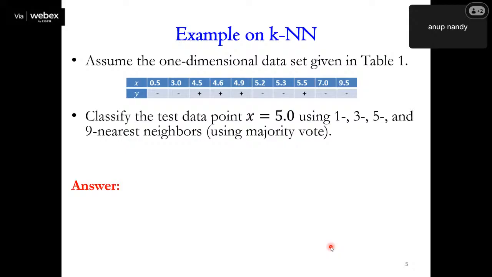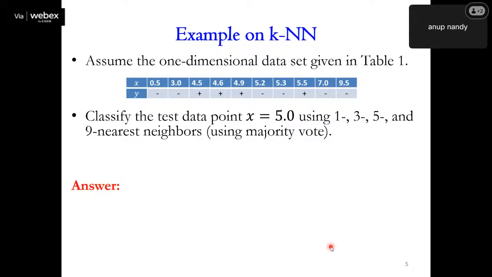Now I'll ask you this question for your assignment. Assume this one dimensional data set is given in the table, and you have to classify the test data point x equal to 5.0, whose class label is not given to you. For the other data points, the class label is given. You have to apply one nearest neighbor, three nearest neighbor, five nearest neighbor, and nine nearest neighbor, and use majority voting. How are you going to solve it? You can take it as an assignment, and I'll also tell you how to solve it.